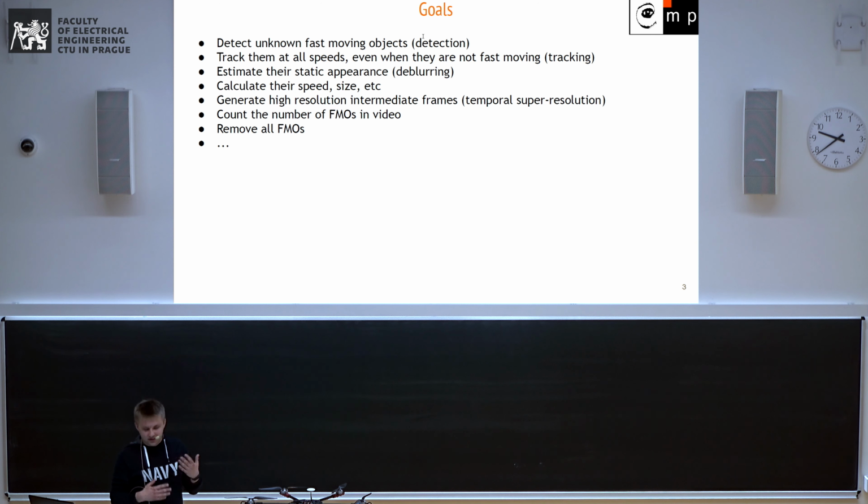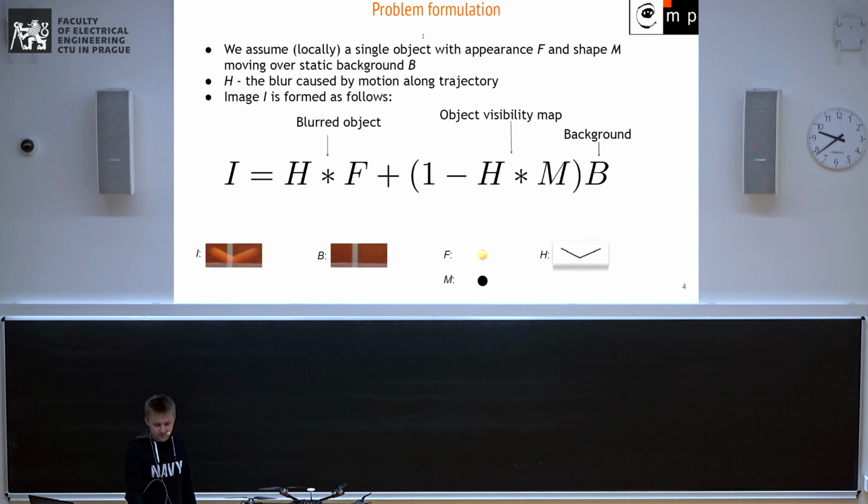And then, because we know the exact mathematical definition of how they appear, we can do the blurring, mathematical applications, and detect the real object model. And then we can calculate speed, size, and do some super resolution and so on.